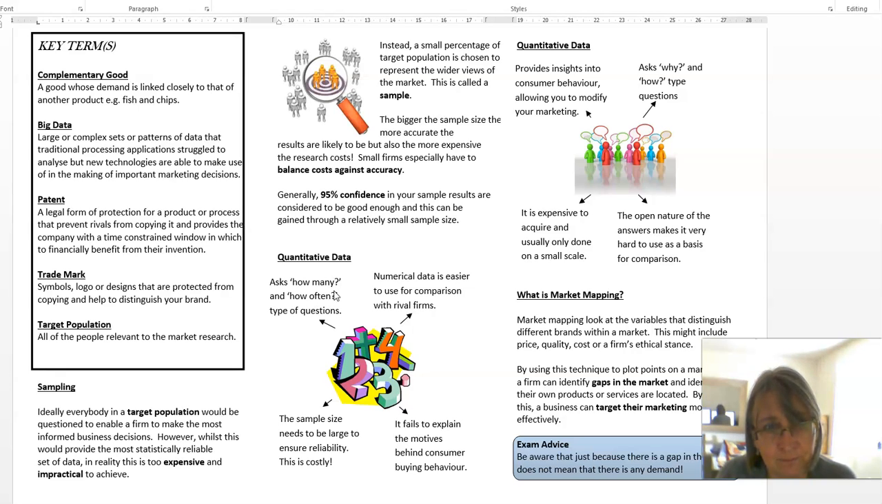Alternatively, qualitative data asks people to give their own personal thoughts. It asks why and how. It may say, why did you buy that product? It tells a lot more about the people, however, it's more expensive to collect, and it's really difficult to collate that information because people often don't give information that can be compared to one another.